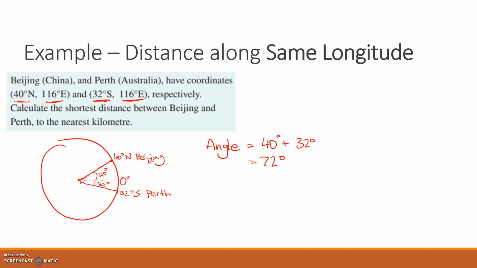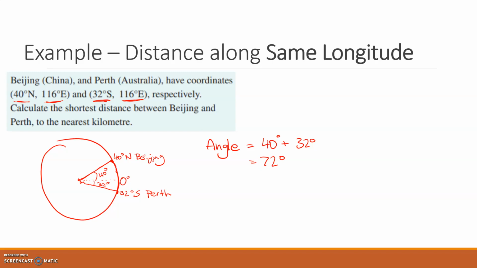Okay, so you can see why when you're on different hemispheres like this, with one in the northern hemisphere and one in the southern hemisphere, I have to add the angles together, because I'm traveling all the way up from the northern point down to get to the southern point, or vice versa, traveling up from the southern to get to the northern one. Okay, so that's 72 degrees angular distance that we're traveling.